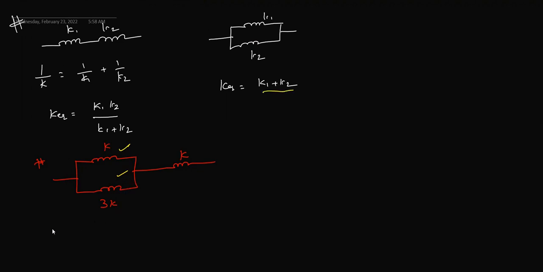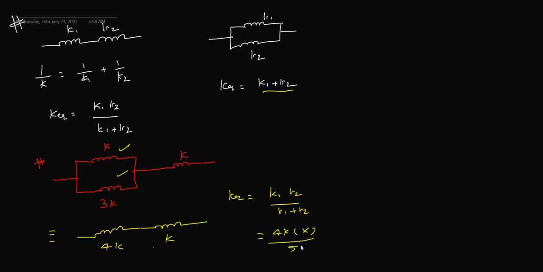If I add these two, they become like one spring whose spring constant is 4K, and this one is K. So these two are in series combination. For series, K equivalent is K1 into K2 divided by K1 plus K2. K1 I take as 4K, K2 as K, divided by 4K plus K, which is 5K. K gets cancelled, so the answer is 4K by 5. This is how we can solve the combination of springs which we already learned.